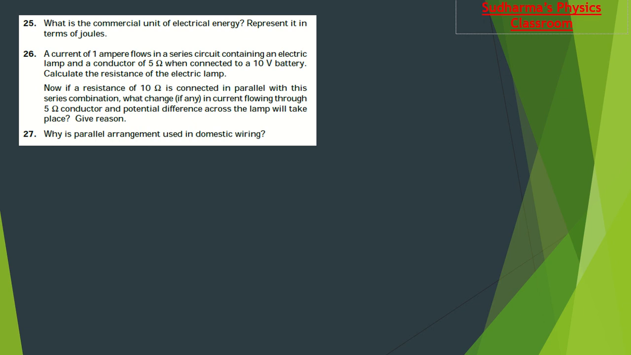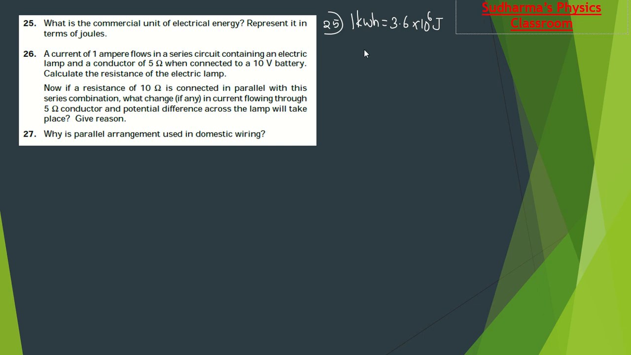Now, 25th one. What is a commercial unit of electrical energy? Represent it in terms of joules. This is a repeated question. What is the commercial unit of electricity? Kilowatt hour. And what is the relation between kilowatt hour and joule? 1 kilowatt hour is equal to 3.6 into 10 power 6 joules. This is the relation between the commercial unit of electricity and the SI unit of electricity.